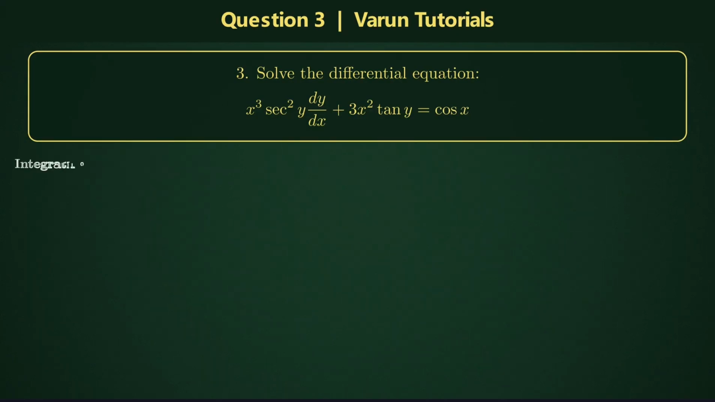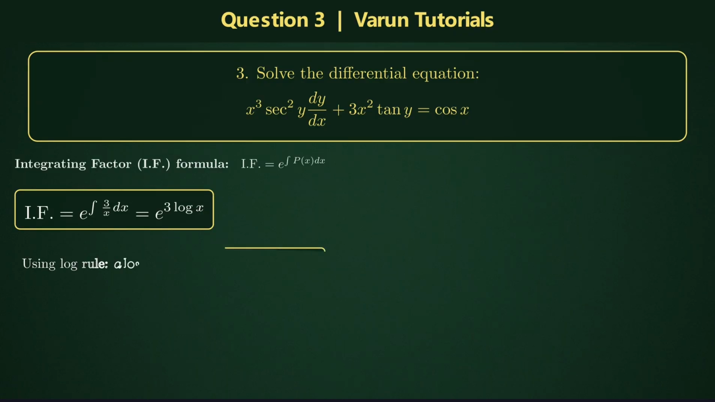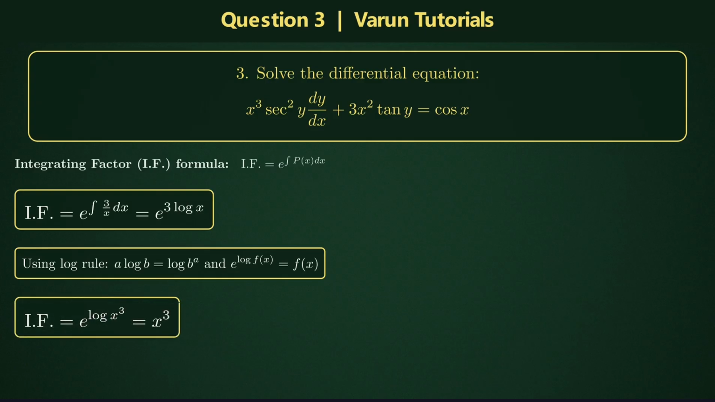The integrating factor is calculated as e raised to the power of the integral of p of x, dx. This gives e raised to the power of the integral of 3 over x, dx, which simplifies to e to the power 3 log of x. Using logarithm properties, 3 log of x is log of x cubed, and e to the power log of x cubed simplifies directly to x cubed. Therefore, the integrating factor is x cubed.